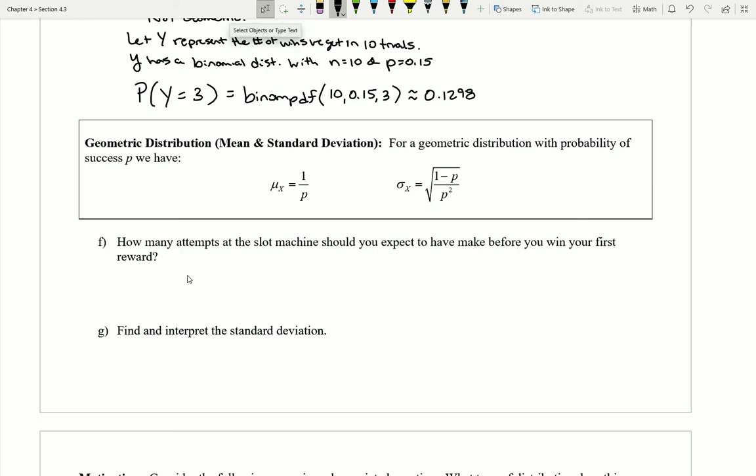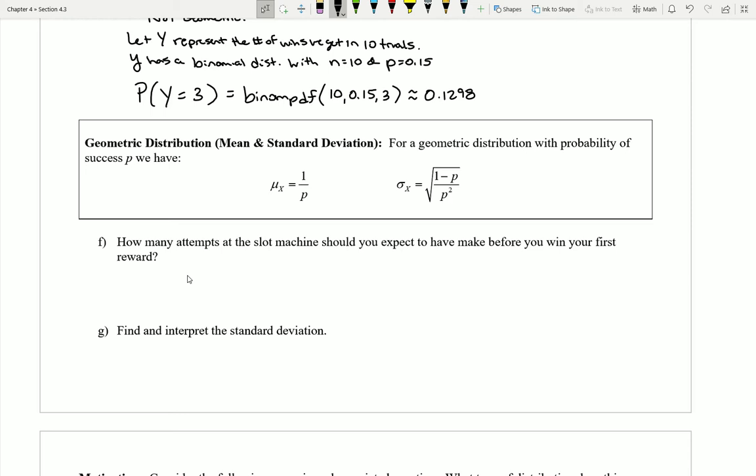Now let's go ahead and talk about how we can find the mean and the standard deviation for a geometric distribution. Like we saw with the binomial distribution, since there were some interesting patterns that we were able to bundle together and call the binomial distribution, we ended up finding nice easy patterns for the mean and the standard deviation, and we're able to create formulas. And the same thing's happening here with the geometric.